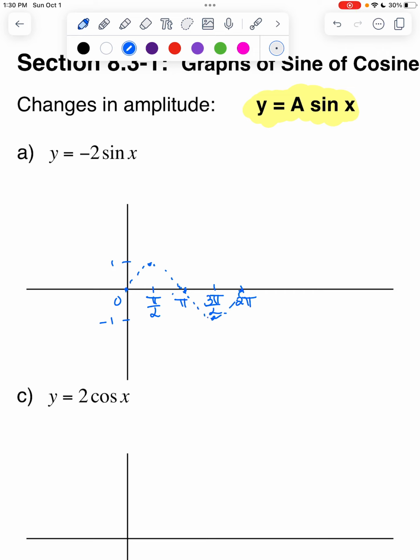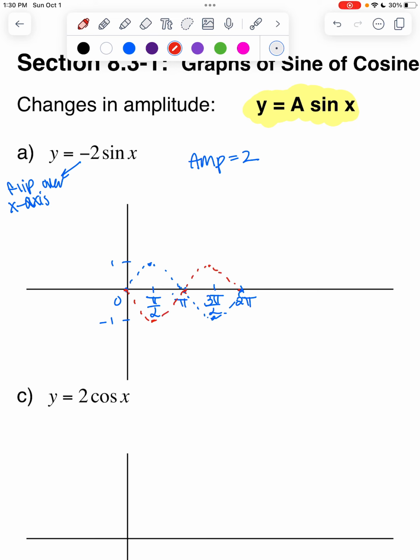Now here we have an amplitude of 2. In this case it says negative 2. This negative actually means that we're going to flip our graph over the x-axis. So I'm just going to start with flipping our graph over the x-axis first. So here is our new graph.